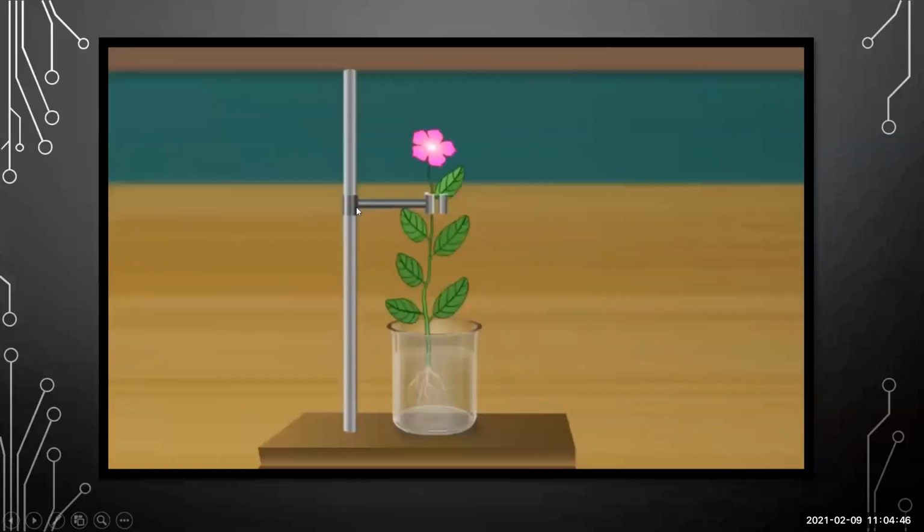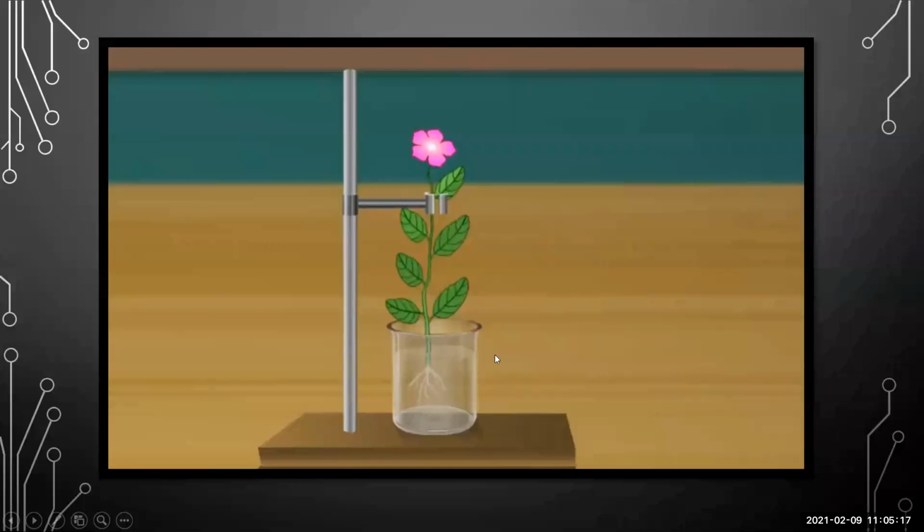Then you can see here a stand which has the holder. Here is the glass beaker, this is the stand having the holder, and this is the periwinkle plant which we have taken. This plant has been attached to the holder, and you can see it is dipped in the beaker. Now this beaker contains normal water.